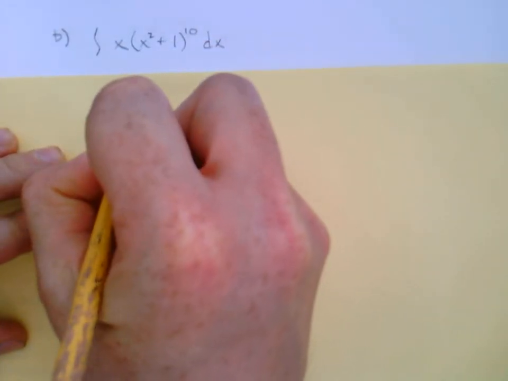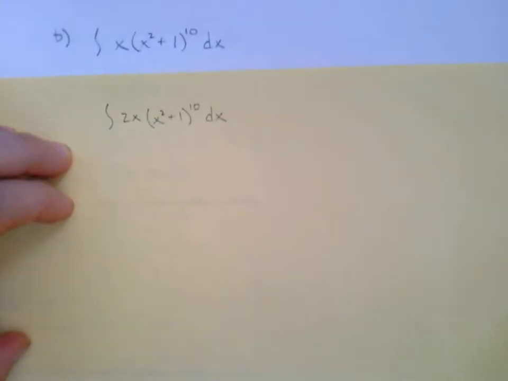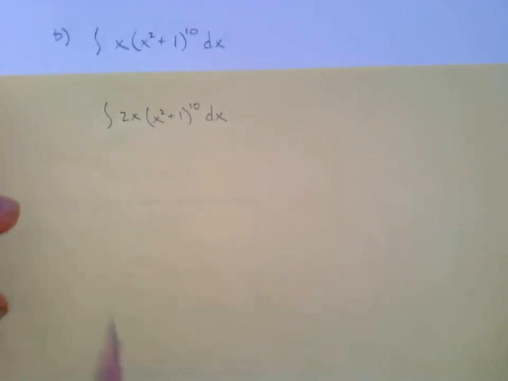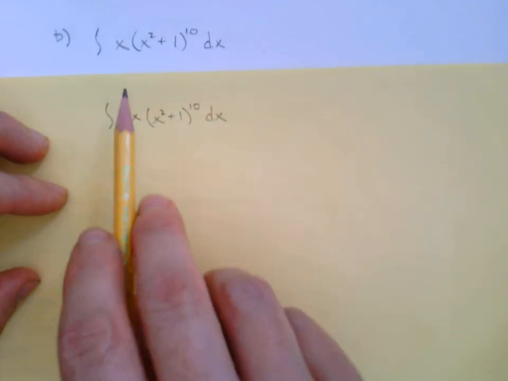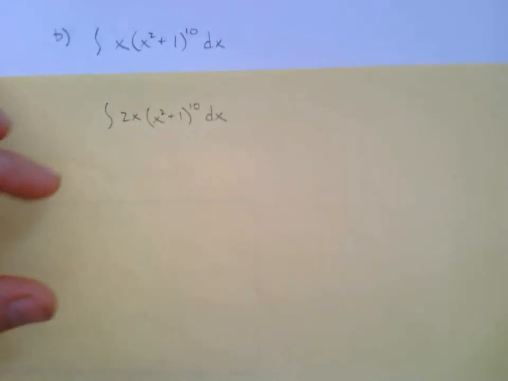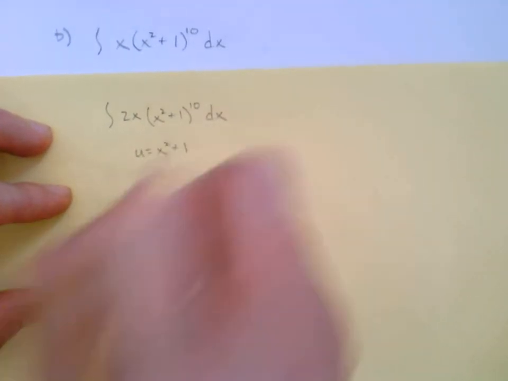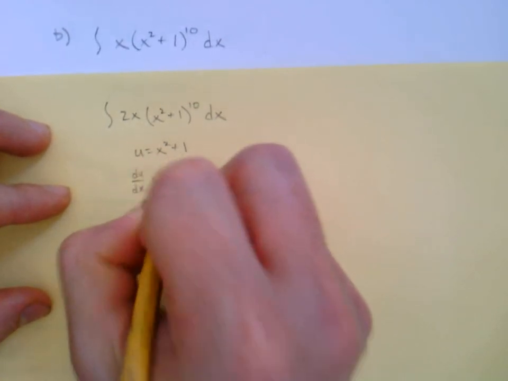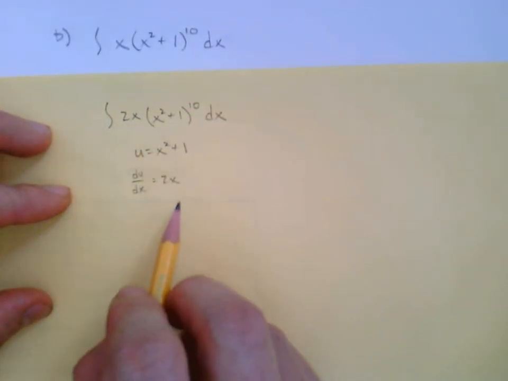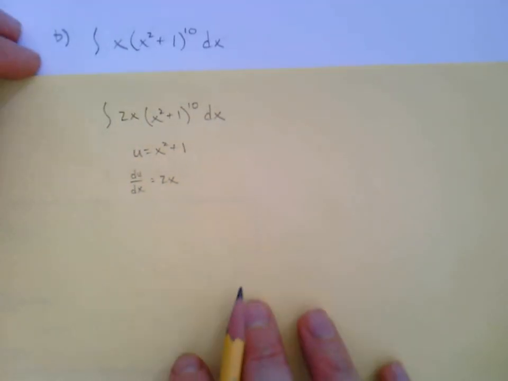That one was 2x times x squared plus 1 to the 10th. So now we're going to investigate what happens when the outside doesn't quite perfectly align with what you would like. If you remember in this example, we took u to be x squared plus 1. And so du over dx was 2x, which was exactly what was here. But that 2's not there anymore. Okay. Well, let's see what happens.